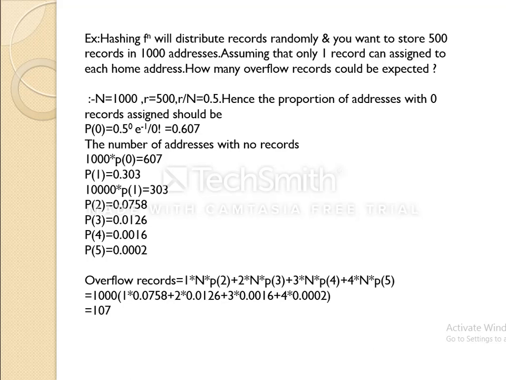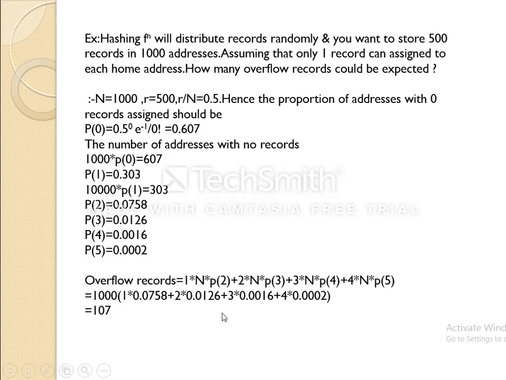By putting the values, the number of addresses with no records, that is 1000 into P of 0, is equal to 607. Similarly, we can find the probability of 1, 2, 3, 4, 5, and the number of addresses with 1 record, 2 records, 3 records, 4 records, and 5 records. We have to find here the overflow records. Here we only find up to P of 5 because P of 6 and 7 are negligible.